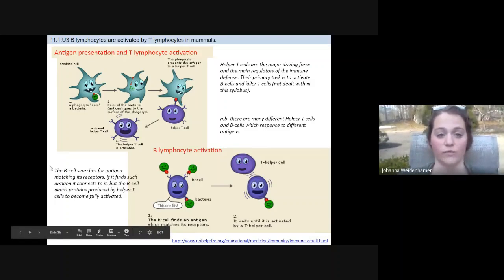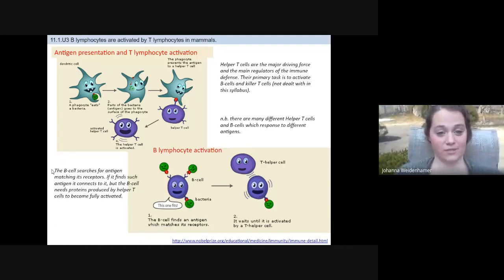So let's read our overview over here. The B cell searches for an antigen matching its receptors. If it finds such an antigen, it connects to it, but the B cell needs proteins produced by helper T cells to become fully activated. So it's all connected. Let's head on over to the next slide.